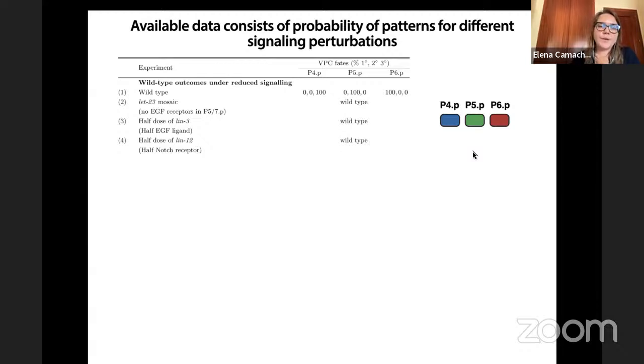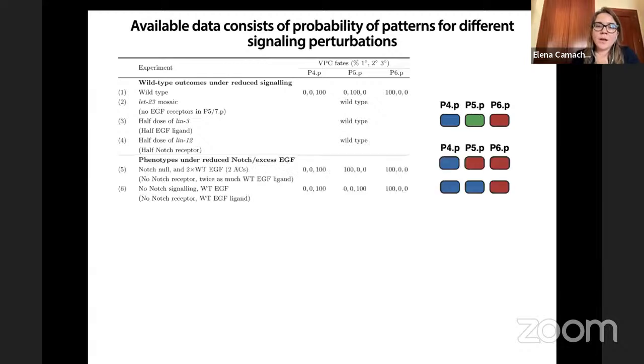So for example, you can remove the EGF receptors in P5P, and that doesn't change what the P5P becomes, and so on. Then there are other perturbations that do actually change the wild type outcome. So for example, if we put 2 anchor cells in the system, P5P will become primary in this case. Or if we remove notch signaling, then P5P won't become secondary, but it will become tertiary.